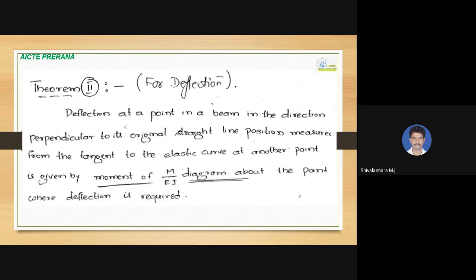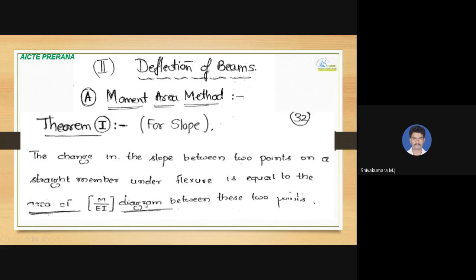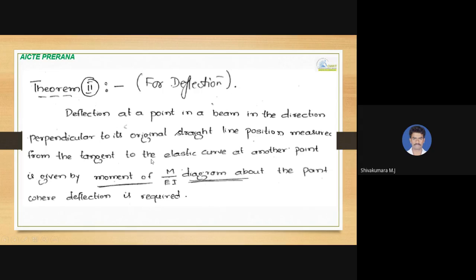So the deflection at a point in a beam, in the direction perpendicular to the original straight line position, measured from the tangent to the elastic curve at another point, is given by the moment of the bending moment diagram divided by EI about the same point. Okay, it is not the area over here, it is the moment of the bending moment diagram. In case of slope, we take the area of the bending moment diagram. In case of theorem 2, while finding the deflection, we take the moment of the bending moment diagram over here.